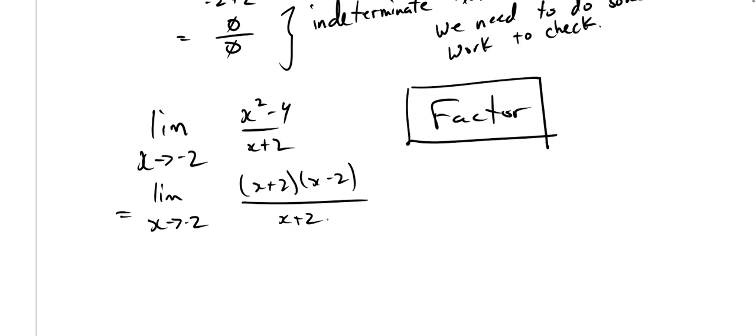Again, picture what's going on here. What if I graphed that original function, x squared minus 4 over x plus 2? What would it look like? It would have a hole in it. When I factor it, I see the hole.